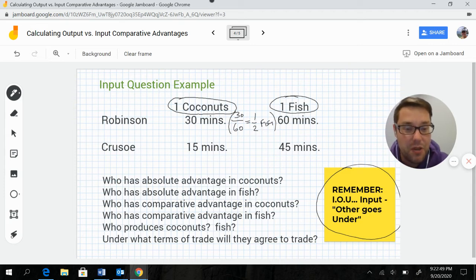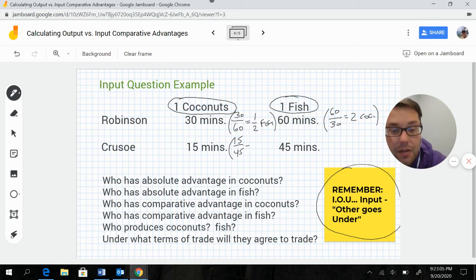Then we can do the same thing over here. So remember, other goes under. And that is 2 coconuts. Okay, so let's do the same thing down here. Other goes under. That would be 1/3 of a fish. And same thing, other goes under. Okay, so there's our opportunity cost.